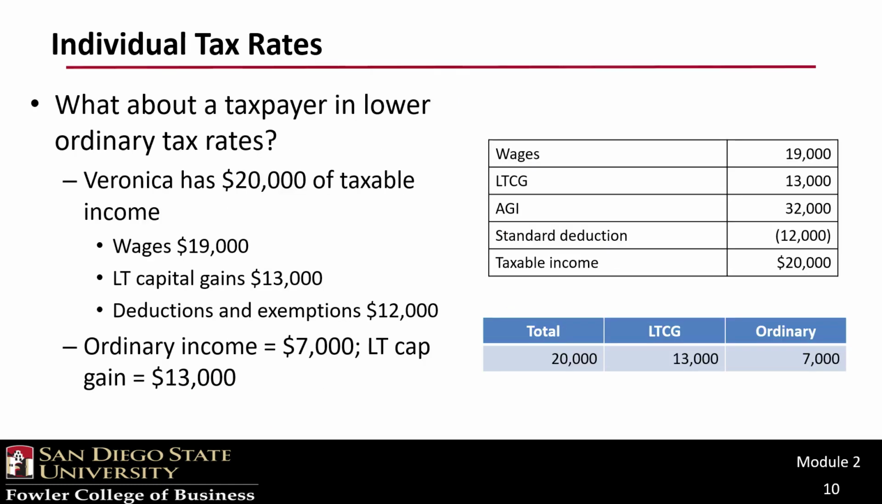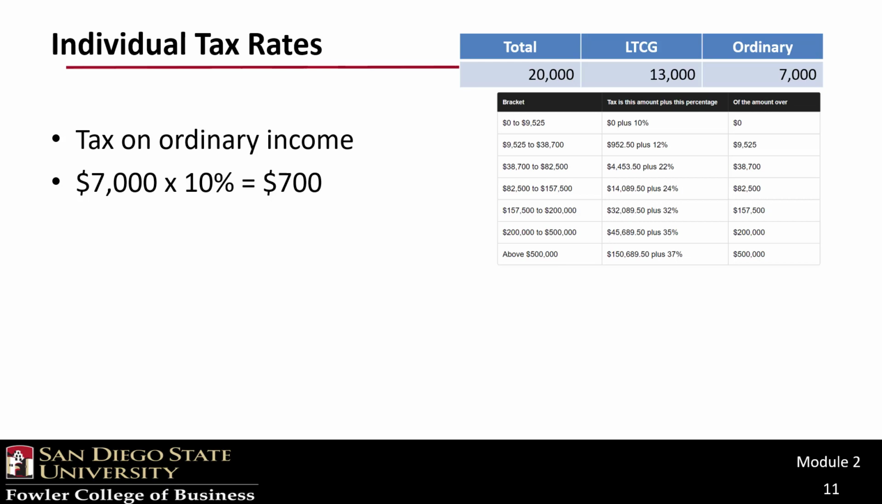Now let's contrast Betty with her friend Veronica. Now Veronica's income is much lower. She has wages of only $19,000, but everything else is the same as Betty. Her total taxable income is $20,000. Therefore, we would bifurcate it into its two parts by taking the total, backing out the preferential, and what's left is ordinary. Using the 2018 tax rate tables, Veronica is taxed at 10% on her ordinary income.